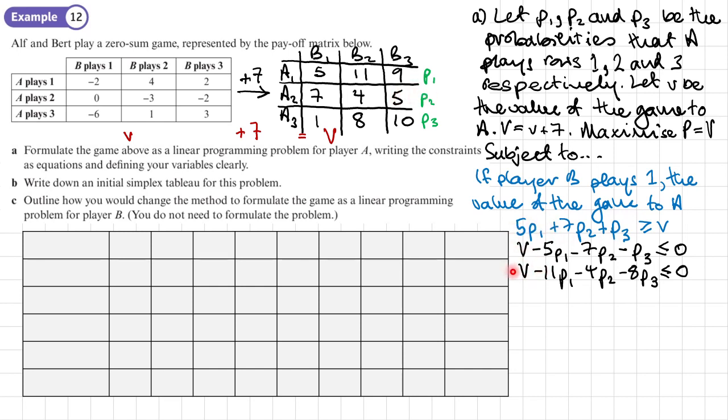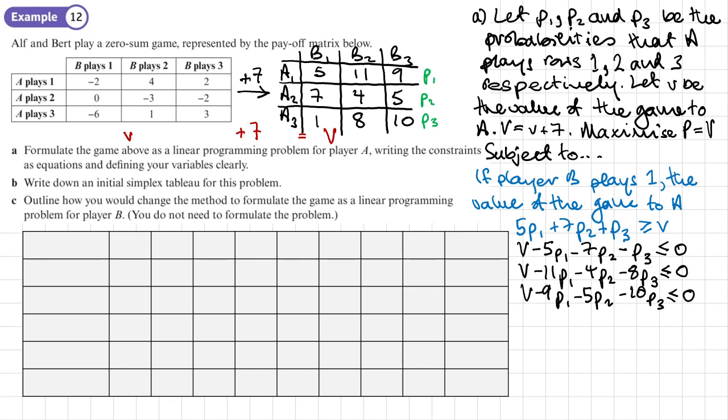It's simple enough. And then the last one, if B plays 3, the value of the game to A will be 9p1 plus 5p2 plus 10p3 is greater than or equal to V. And if we rearrange that, that will be V minus 9p1 minus 5p2 minus 10p3 is less than or equal to 0.